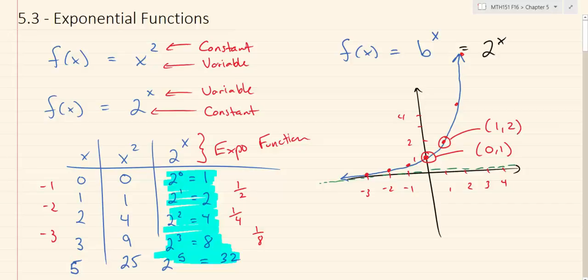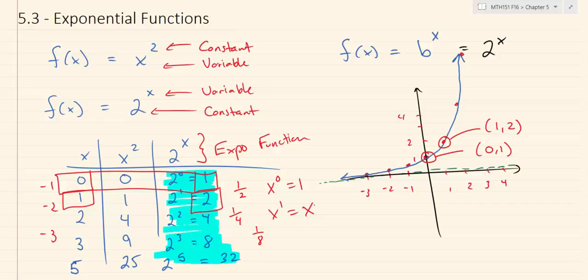1, 2. And if you look at the table and how we came up with these, here's the 1, 2, and here's the 0, 1. Remember those rules we talked about? Anything to the 0 power equals 1, and anything to the first power equals itself? That's how we got these 2 points. We used those first 2 rules. This, by the way, is your basic, everyday exponential function.